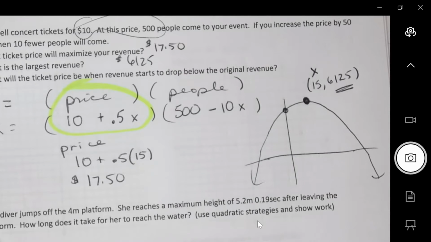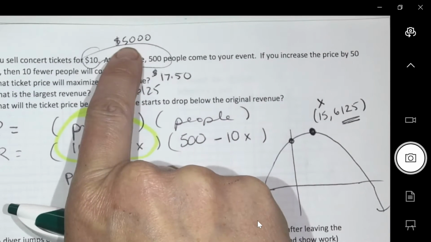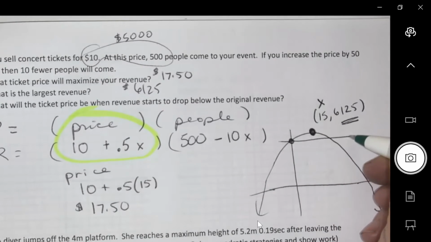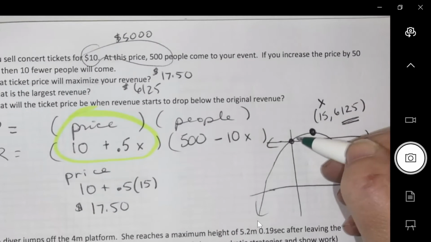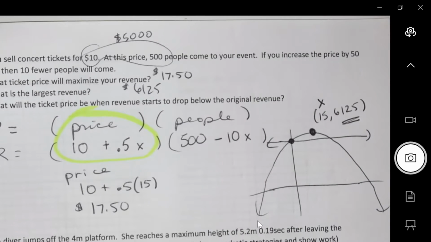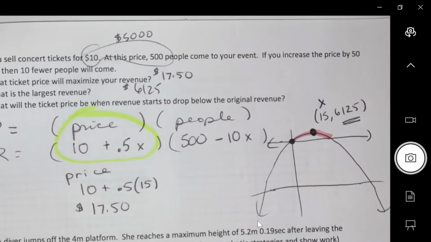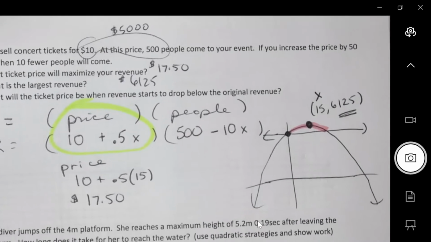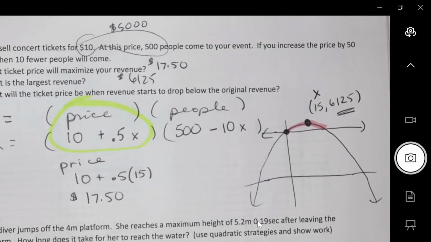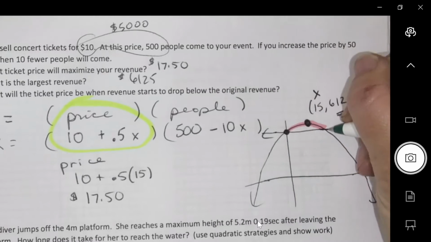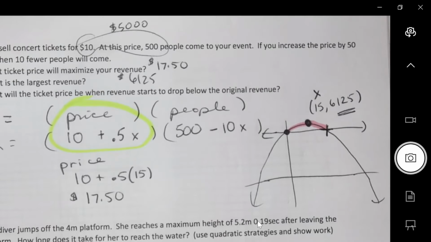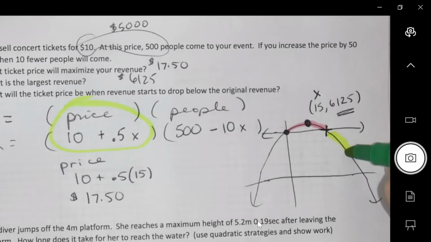What ticket price will happen when the revenue starts to drop below the original revenue? So what was our original revenue? 5,000. So here we're going to be making more than what we would originally. So that's all good. But then once we hit this spot, that's not good, because now we've made our tickets so high, we're actually going to lose money.